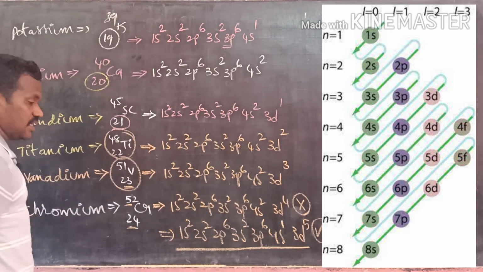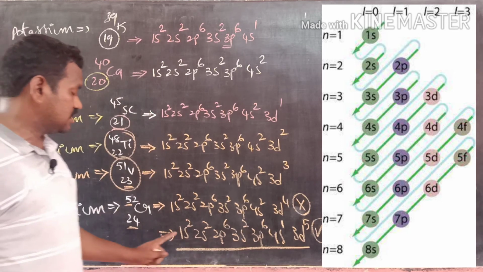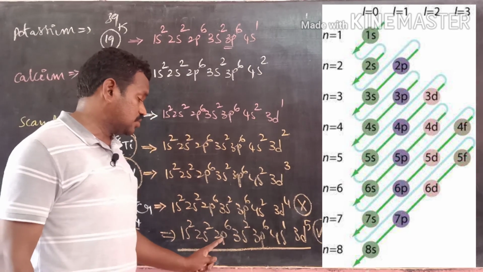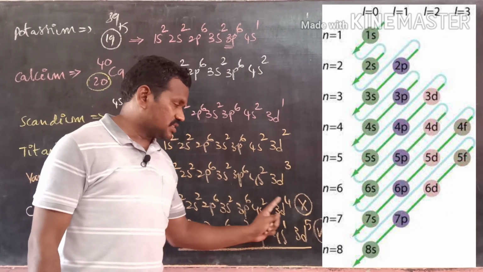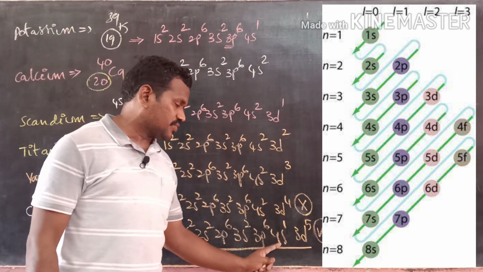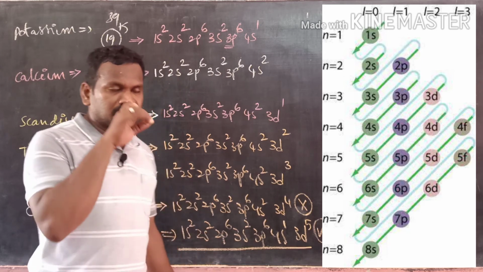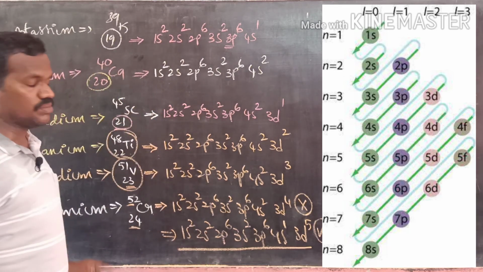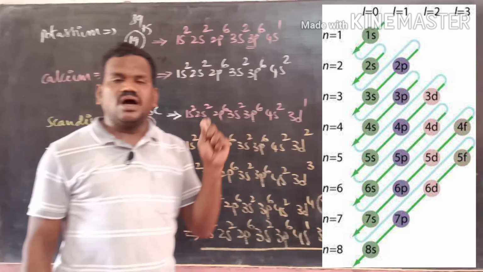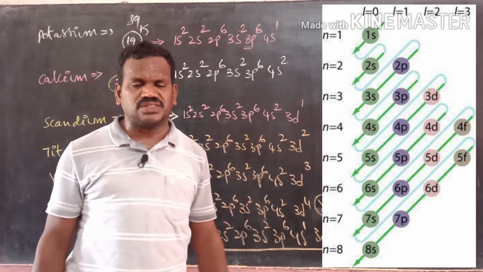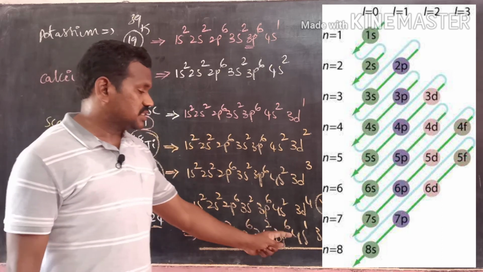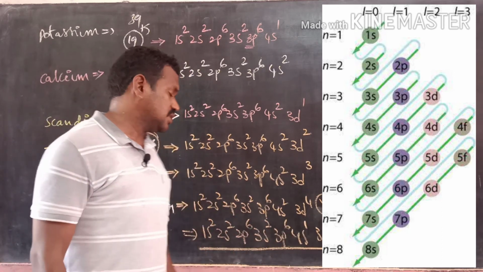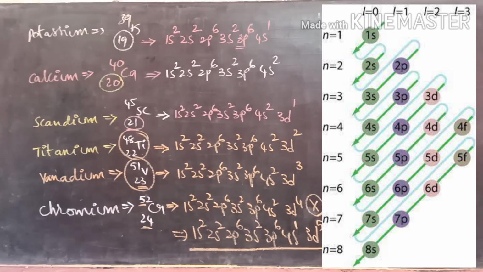Now the final electronic configuration of chromium is 1s2, 2s2, 2p6, 3s2, 3p6. A 4s electron jumps into 3d, so now it becomes 4s1, 3d5. This is the special case in chromium. Because of the half-filled configuration, it gets stability. So for that, there is a rearrangement of electrons in the case of chromium.